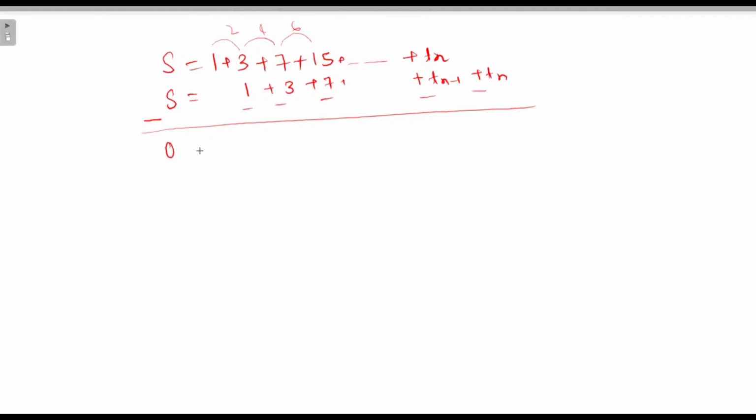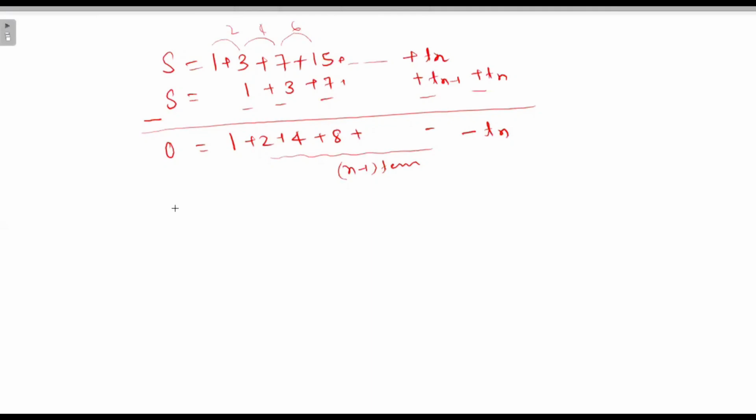And this will become 0, this will become 1, this will become plus 2, this will become 4, this will become 8, and so on and so forth. From here to here there will be n minus 1 terms, because from here to here n terms are there. And then there will be minus Tn over here. So what we're trying to find out is the nth term.